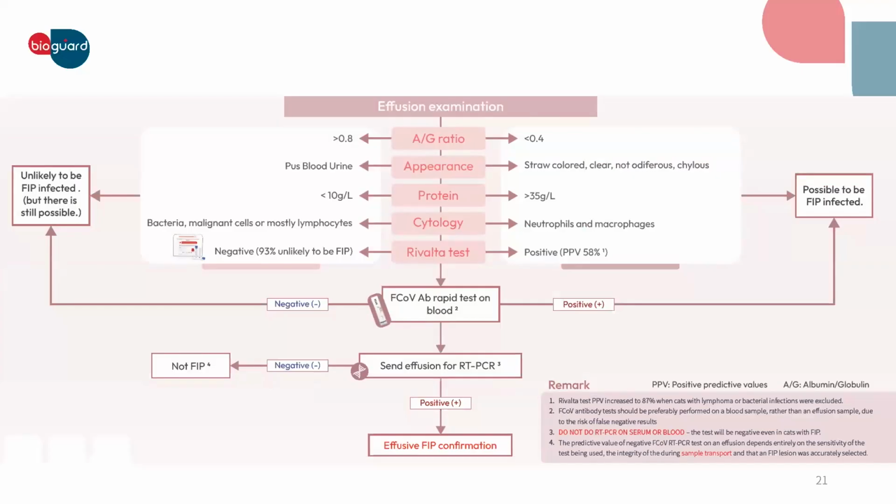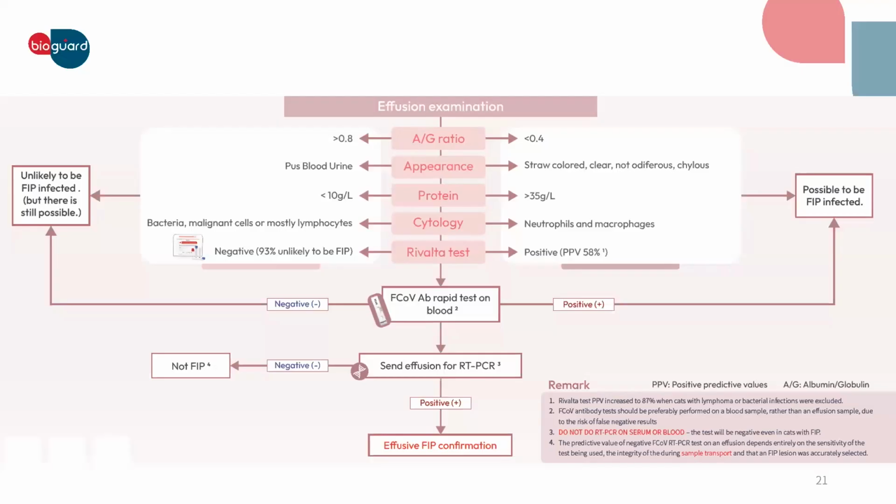So if the Rivalta test is positive and the A to G ratio is less than 0.4, then of course there is a chance that it is FIP. Then you can take this fluid to do the RT-PCR. If the RT-PCR turns out to be negative, then of course it's not FIP. The liquid formation could be because of some other reasons as well. The same goes with the other tests.